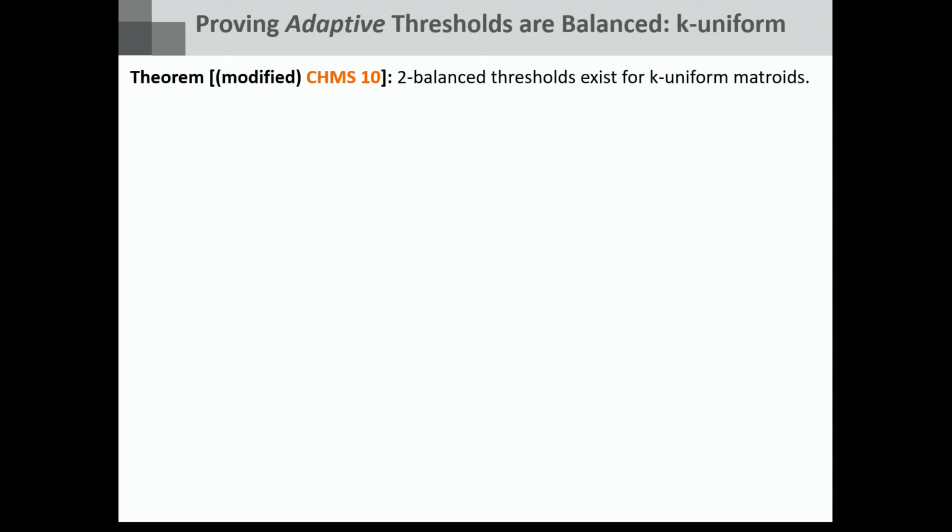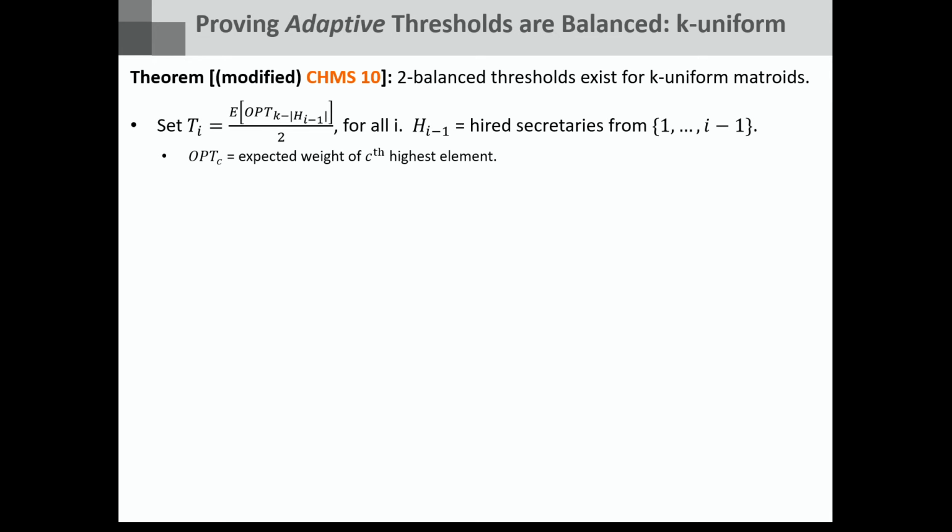Okay, so now, before I go on to general matroids, I want to prove the same theorem again, just to illustrate a technique, not for any other reason. What I want to do is show you how you can prove that adaptive thresholds are balanced. All we saw so far was how to show that thresholds are balanced if they're fixed ahead of time, but let's see how to do that for adaptive thresholds as well.